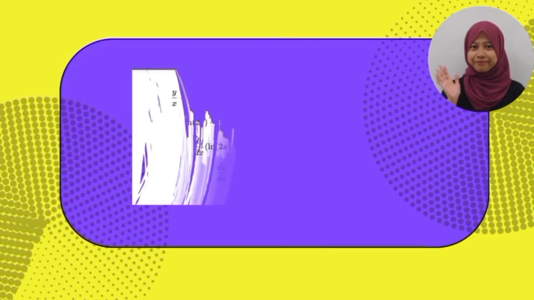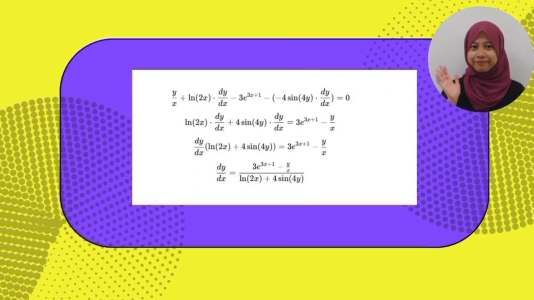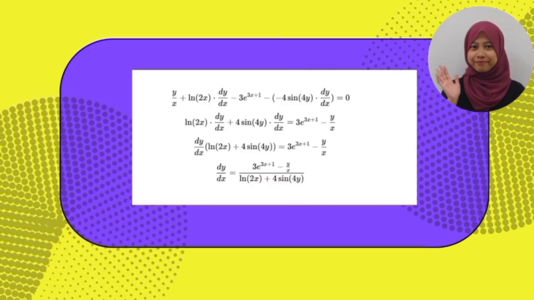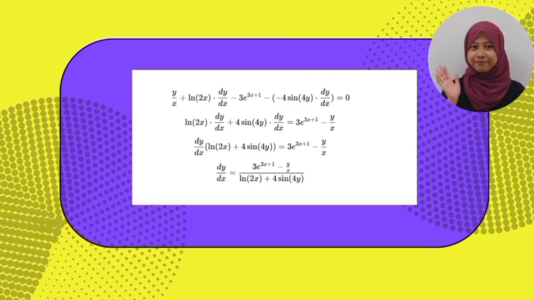Next, after we have done a prime, b prime, and c prime, we need to solve it. A prime minus b prime minus c prime equals 0. So let's substitute: y over x plus ln 2x dy over dx minus 3 exponent power of 3x plus 1 plus 4 sine of y dy over dx equals 0.